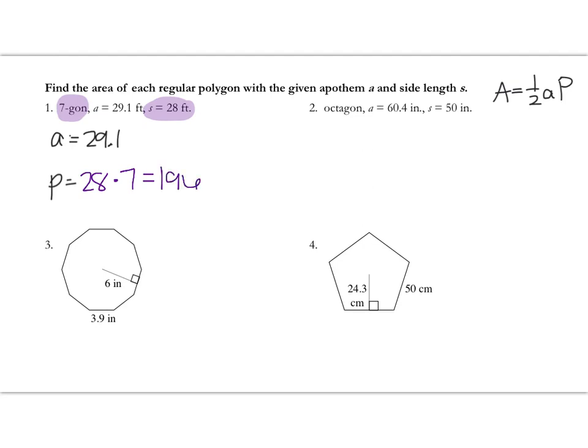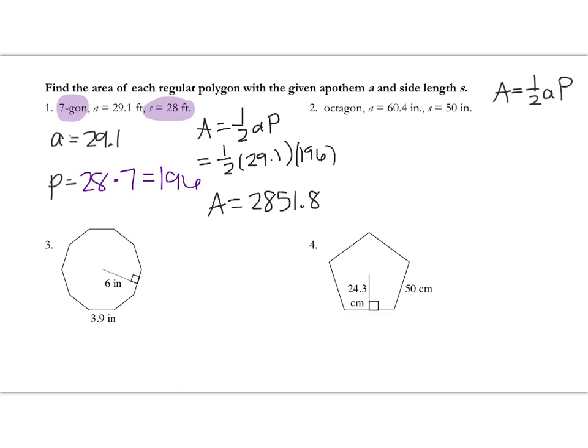So then to finish the problem, we still have to use that special area formula because it's a regular polygon. We have to do 1/2 a times p. So that is going to turn into 1/2 of 29.1 times that 196. I just multiply the two numbers on my calculator, 29.1 times 196. And then for the 1/2, I divide it by 2. So you end up with the area for this problem being 2,851.8 feet squared.